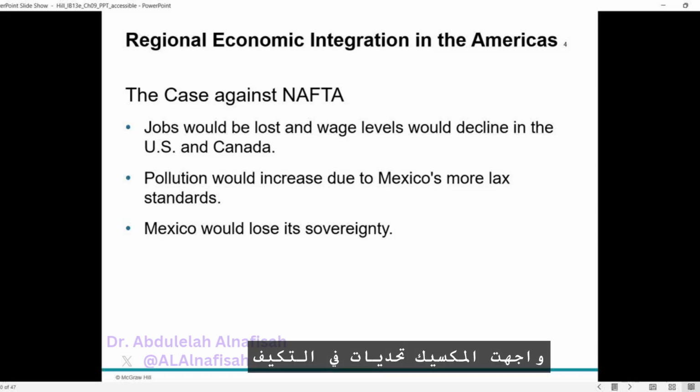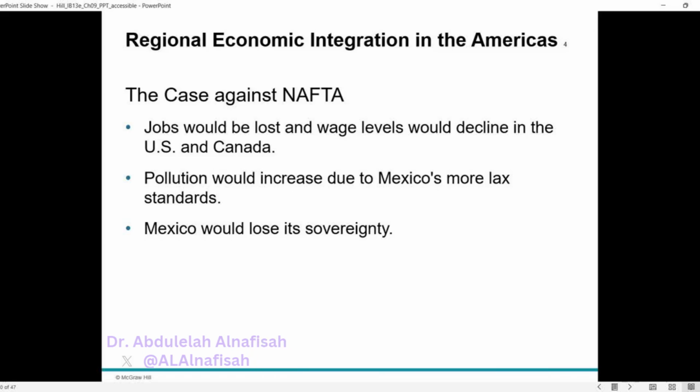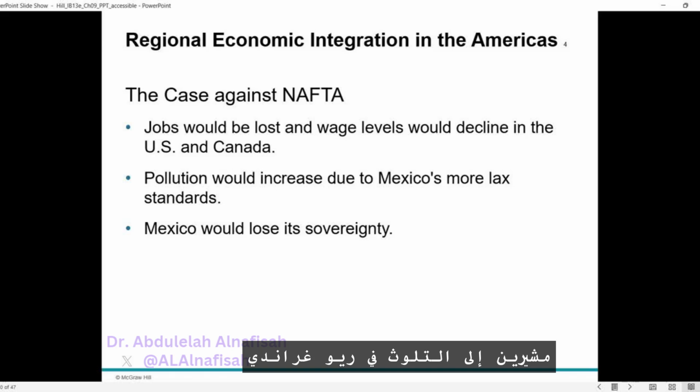Mexico faced challenges adapting to increased competition from U.S. and Canadian firms, potentially leading to short-term economic pains but long-term efficiency gains. Environmentalists warned about potential degradation of environmental standards, citing pollution in the Rio Grande and Mexico City. In Mexico, concerns over loss of sovereignty and fears of becoming a mere assembly hub for U.S. firms also fueled opposition to NAFTA.